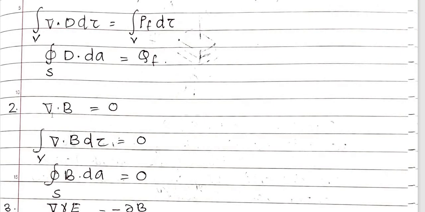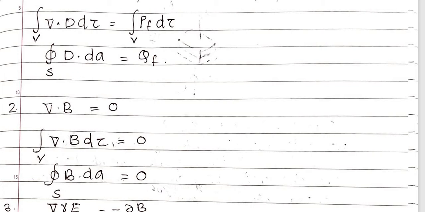Our second equation is del dot B is equal to 0. When we integrate over the volume, we multiply both sides with d tau and integrate over the volume. So you get the integral over V of del dot B d tau is equal to 0. This can be written as closed integral B dot dA is equal to 0.